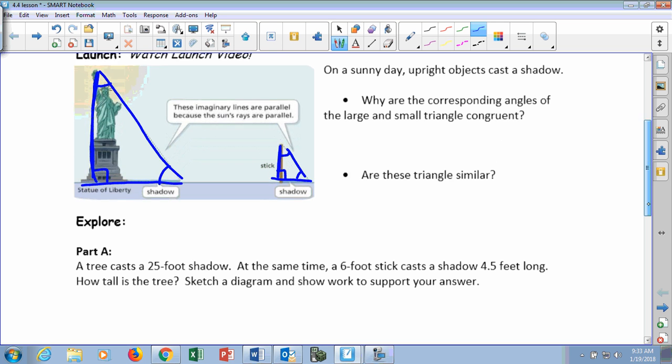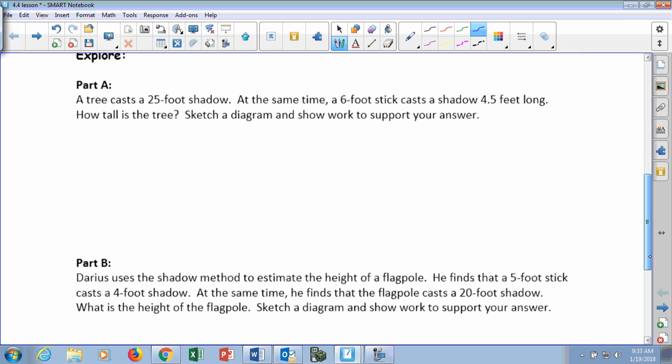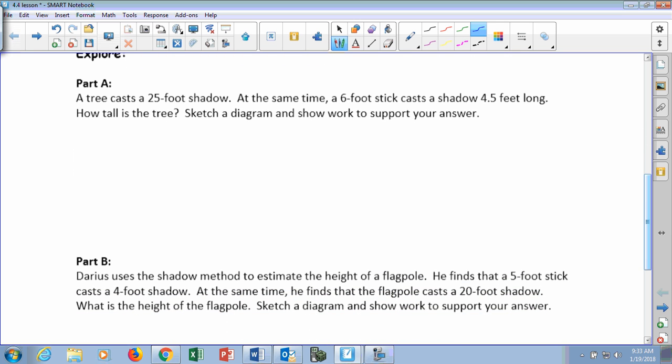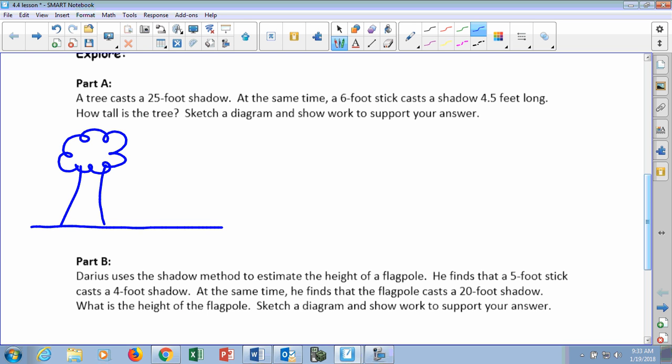So we're going to do our first one together. It helps if you draw the picture. It says a tree casts a 25-foot shadow. So let's draw a tree. By the way, I was never much of an artist, so don't judge. Okay, there's my tree. Beautiful, right? If it casts a shadow, where is the shadow? Is it up in the air? No, it's on the ground right here. So this is 25 feet.